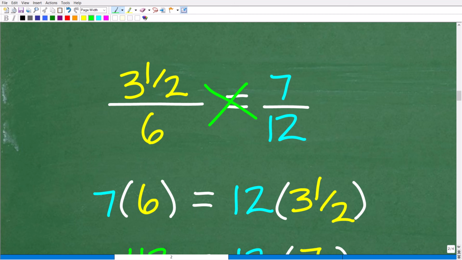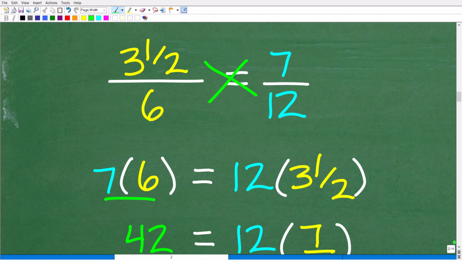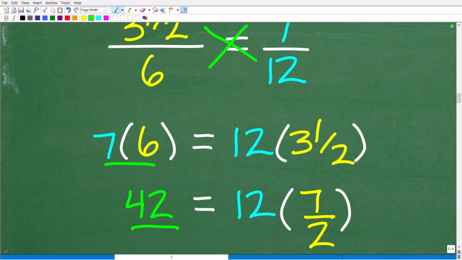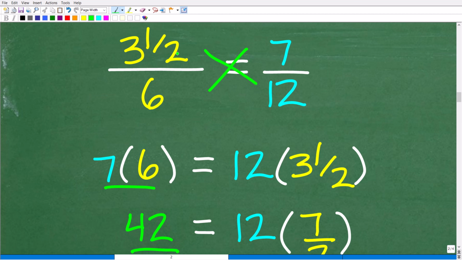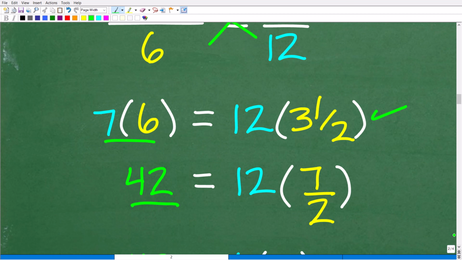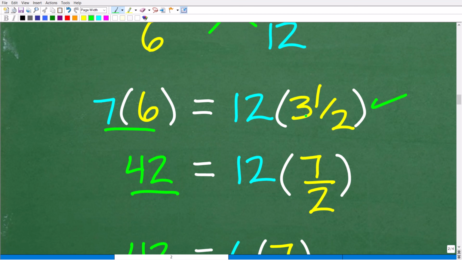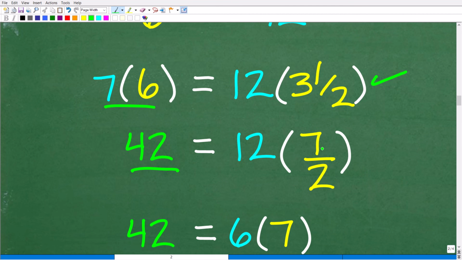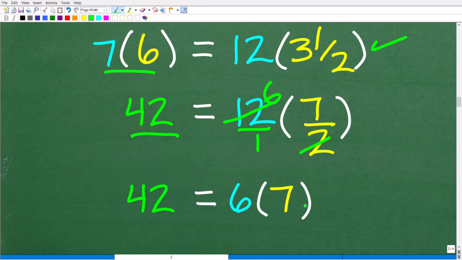So 7 times 6 is going to be what? Well, that's 42. Now we have to check 12 times 3 and 1/2. We have a mixed fraction here, no big deal. We can change this to an improper fraction. 2 times 3 is 6, plus 1 is 7/2. And then when we have 12 times 7/2, or 12 over 1, we could just take this 2, which goes into 12 six times. So 6 times 7 is 42. So 42 is equal to 42.